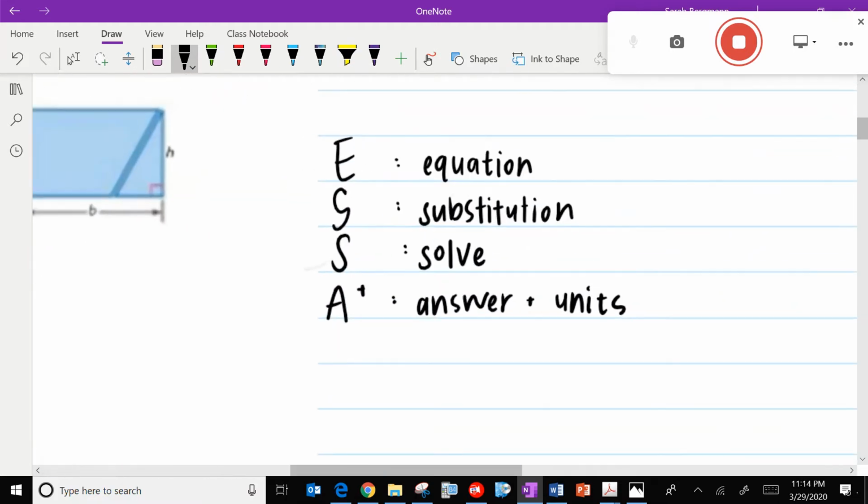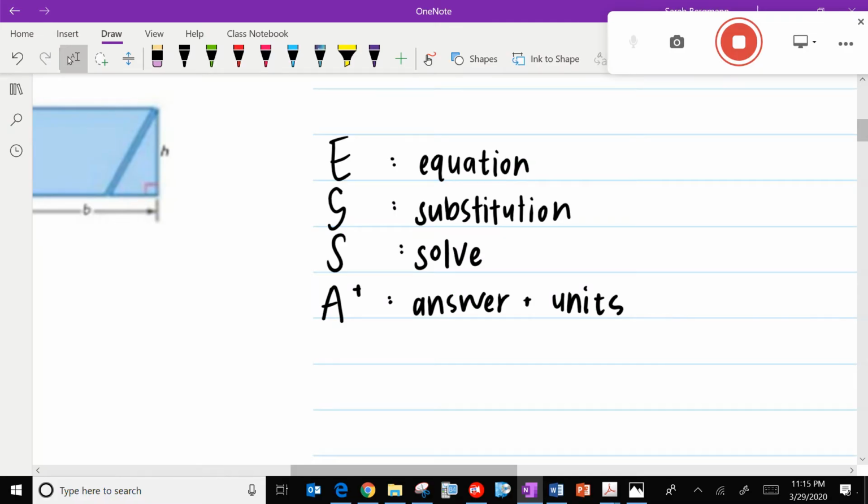Okay, for each of these problems, I want you to go through these steps: ESSA+. E stands for equation, S stands for substitution, the second S stands for solve, A+ stands for answer plus units.